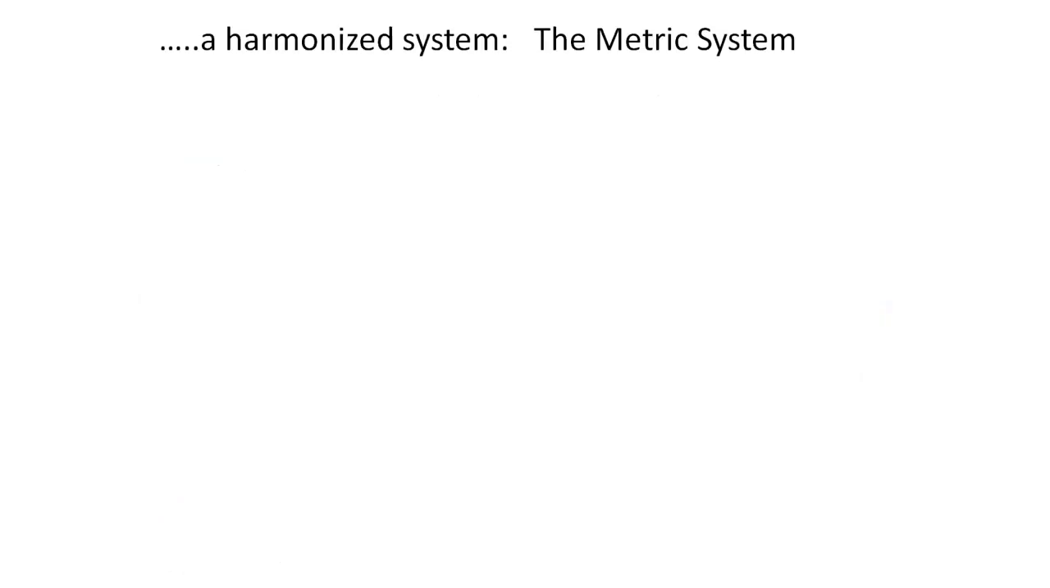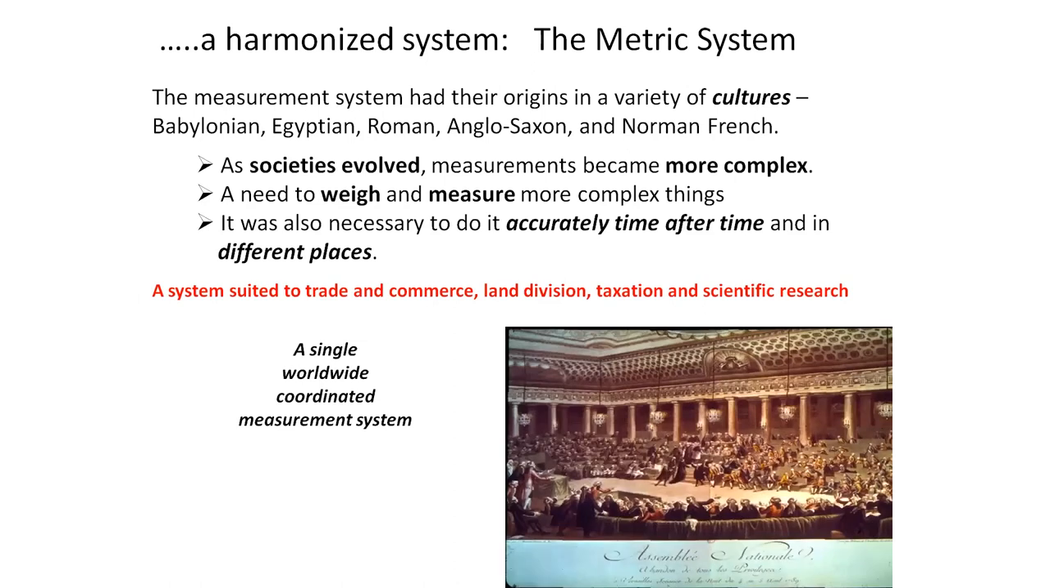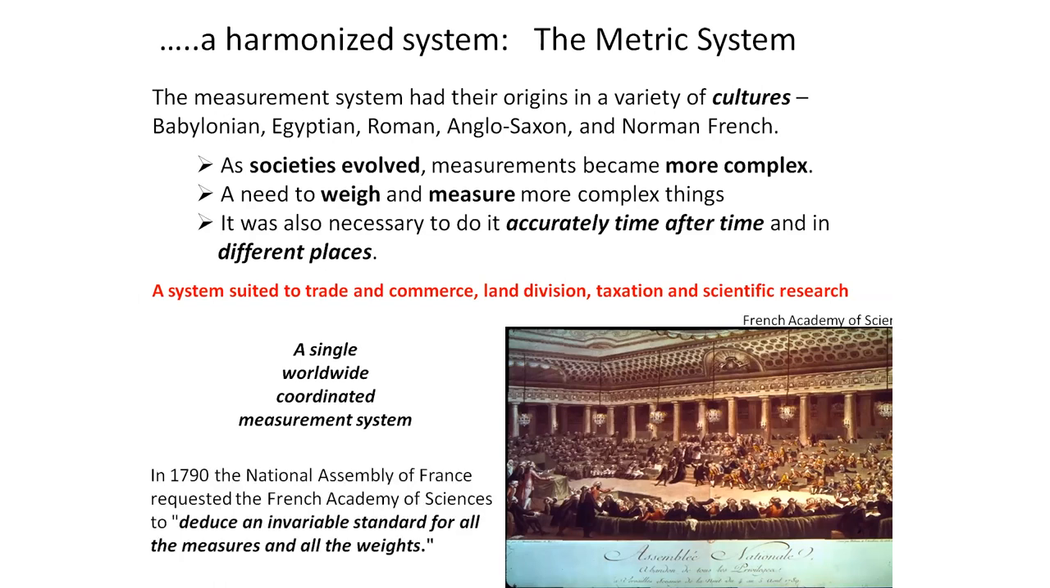So let's look at the metric system. We need to appreciate that each society, different cultures, developed their own measurement system. The Egyptians had theirs, the Romans, the French. But the problem is that as society became more developed and trade extended across borders, it became necessary to have a system that was suited for trade and research. So what do you have? The French came up with what was called the metric system.